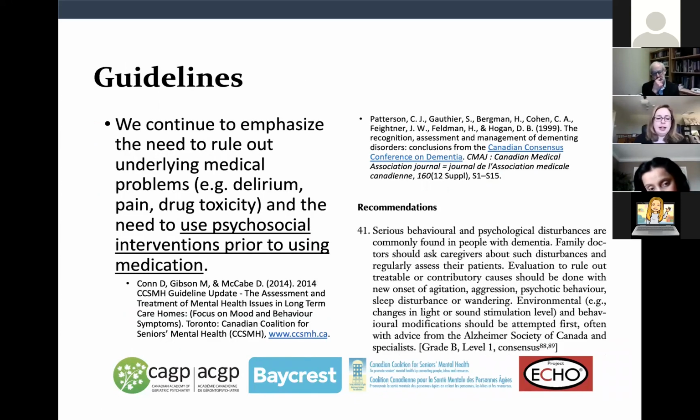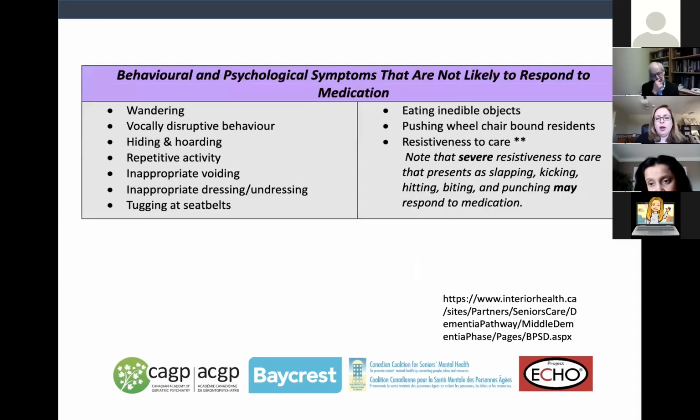Again, in every guideline here, I've put some sentences from the CCSMH guidelines or the CCD, and also every international guideline continues to emphasize the need to first rule out underlying medical problems that could be at the root of those behaviors, and also the need to use psychosocial or non-pharmacological interventions prior to using medication. Why? Because there are some BPSD that are not likely to respond to medication.